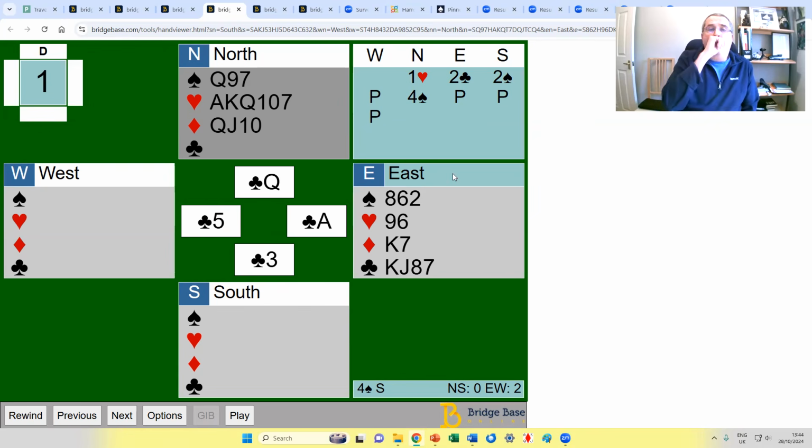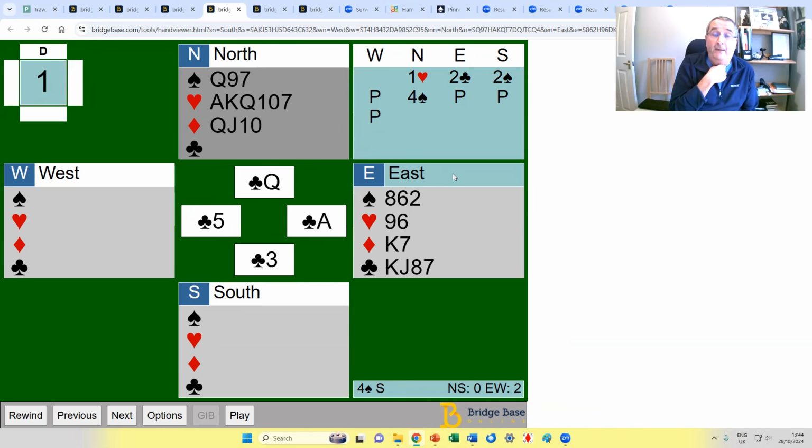And now we have to think about what we should play now. And with that strong heart suit in dummy, you've got to realize that you're not going to make, firstly, any more club tricks because they can be roughed in dummy. And the only other place you can make tricks is in diamonds.